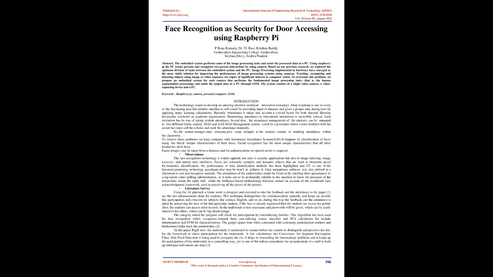Each institution has its way of taking student attendance. In real time, the attendance management of the students can be managed in two different forms, namely, MOS and AAS. MOS is a procedure where a tutor must call the students and mark the attendance manually. So, the problem emerges when one gives some thought to the normal routine of marking attendance within the classroom. To remove these problems, we come to the Automated Attendance System, AAS.